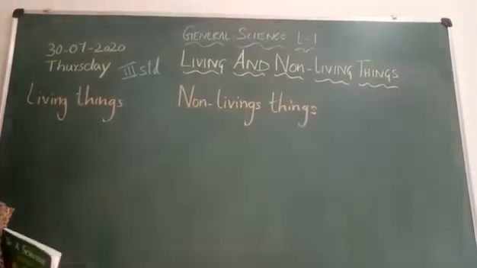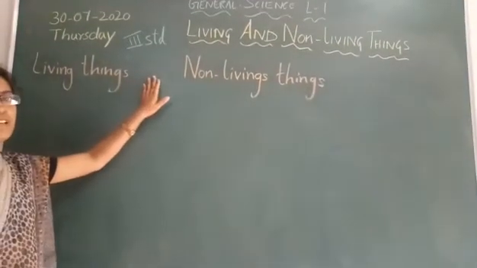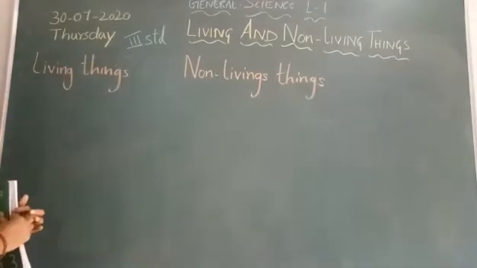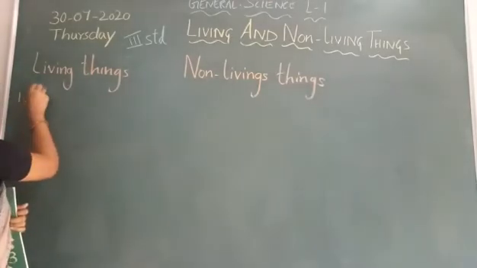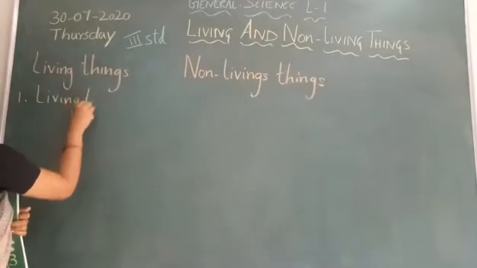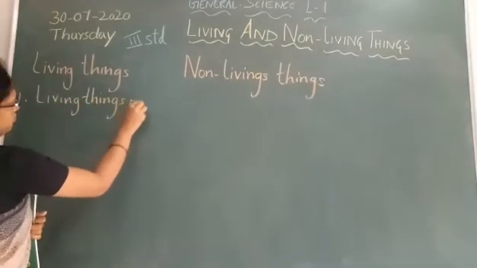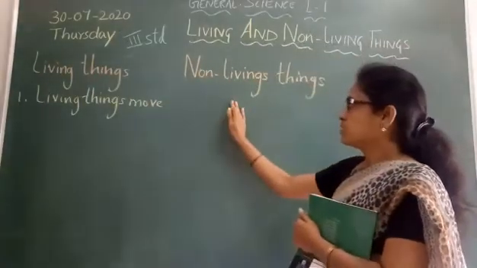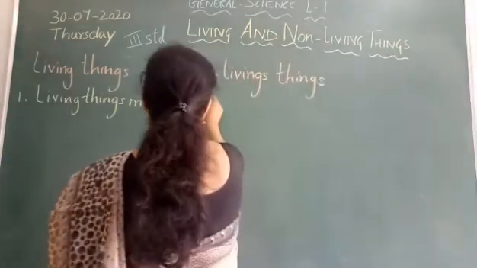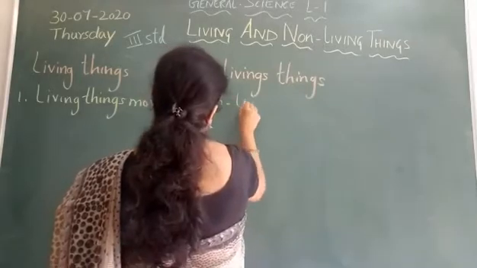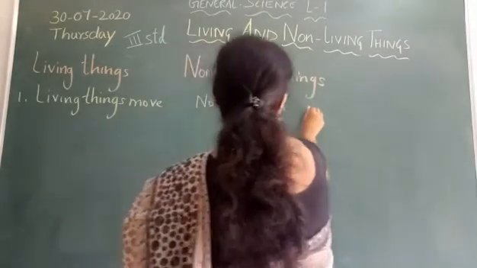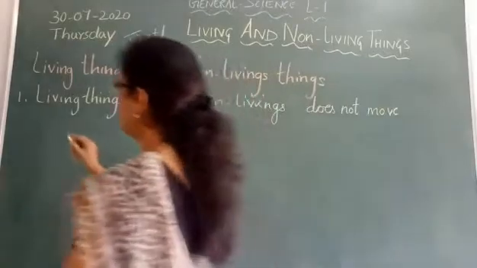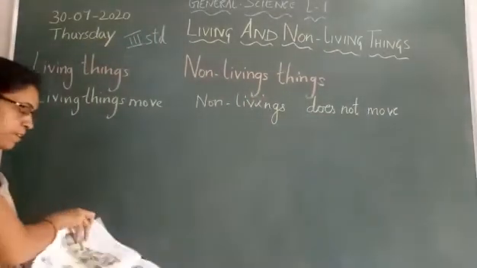Today I am going to continue the lesson, first lesson for 3rd standard. Already I have done the previous class, isn't it? The first point I have explained is that living things move. Non-living things do not move. Today let me explain the second point.